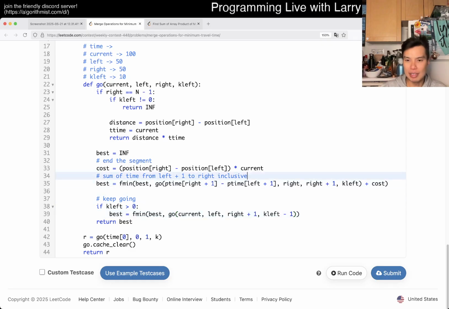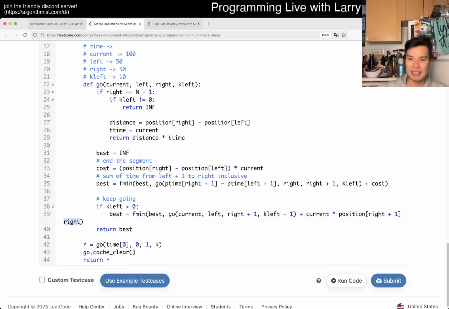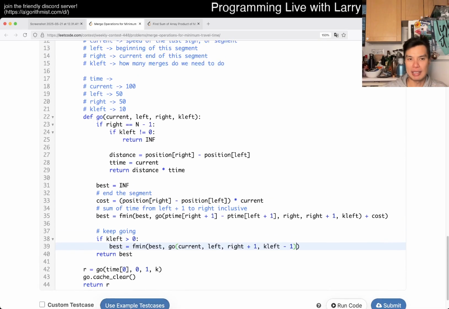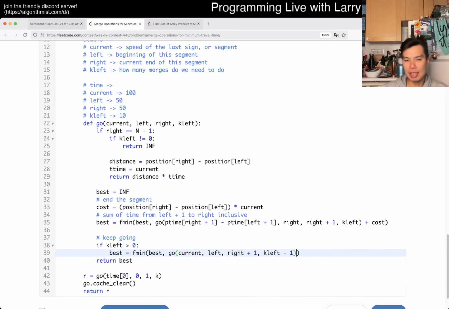And again, instead of having the cost here, to keep going, you can just add this to current times position of like right plus 1 minus right or something. But I don't know, it's not that important, but you can factor that out to have different states for sure. I think I just want to illustrate that. But that's it. That's all I have for this one.